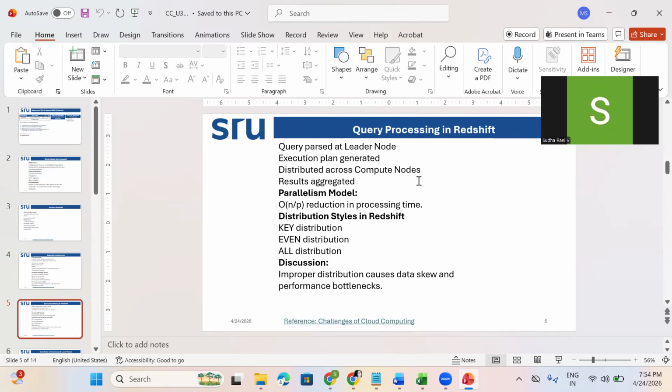Query processing in Redshift: the query is parsed at the leader node, an execution plan is generated, distributed across compute nodes, and results are aggregated, with parallelism models. Distribution styles in Redshift are key distribution, even distribution, and all distribution.